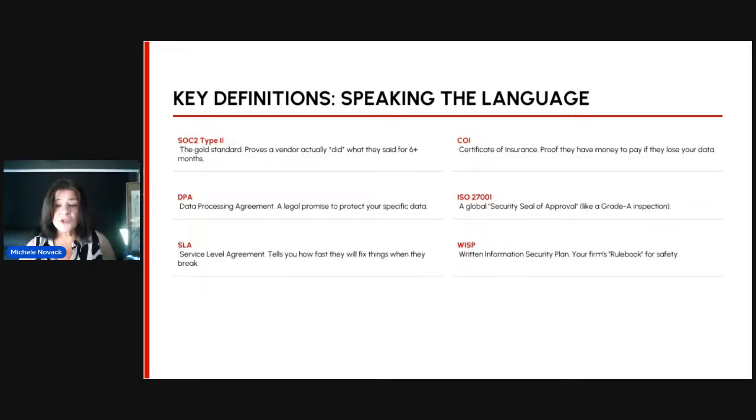WISP, this is your firm's internal rule book. Your vendor assessment is a chapter of this book. So when you conduct a vendor assessment, that goes inside your WISP as documental proof that you've done your due diligence. And we talked about that earlier.